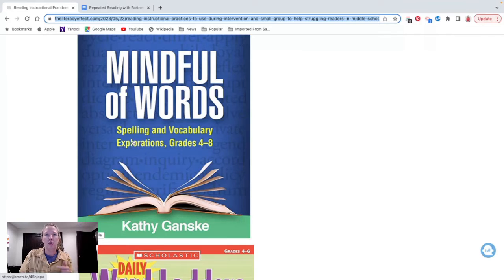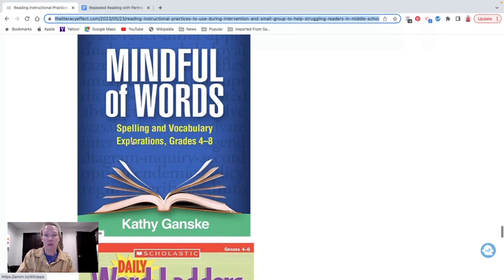And this one, though, she wrote specifically for grades 4 through 8, which I really like because it's focused toward middle school. There are word sorts in here, different principles about words to teach students that are very explicit and give students those rules that they need that they don't have ingrained in their memory at this point.